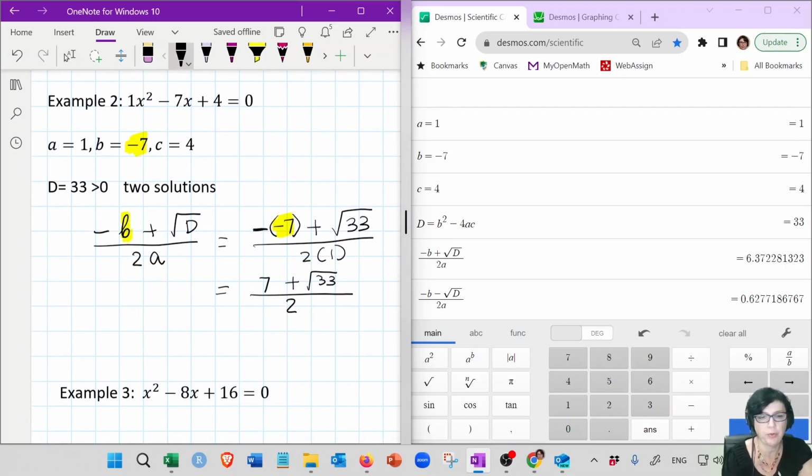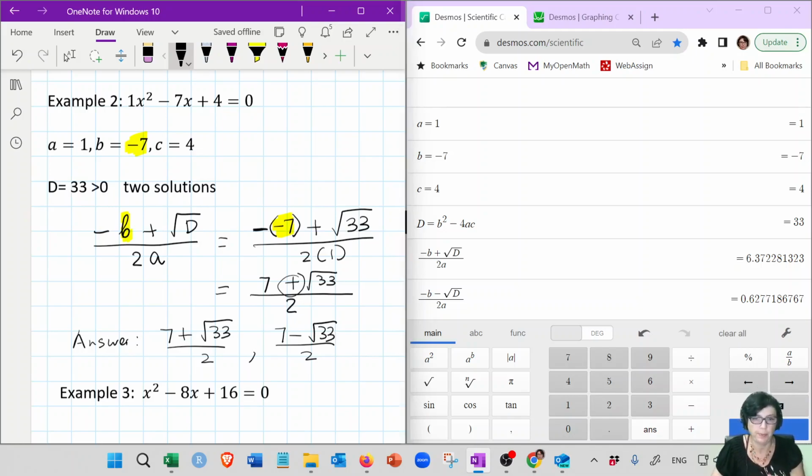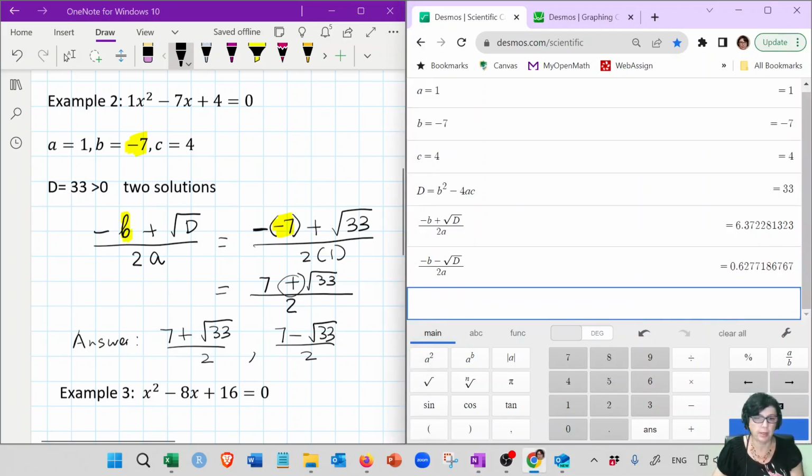It is very easy to find the second solution because then all you're doing is just changing the sign to a minus. So your answer is going to look like this. So it'll be 7 plus square root of 33 divided by 2. That's the first solution. And then 7 minus square root of 33 divided by 2, which will be the second solution. So I would always recommend checking to make sure that that is actually the same.